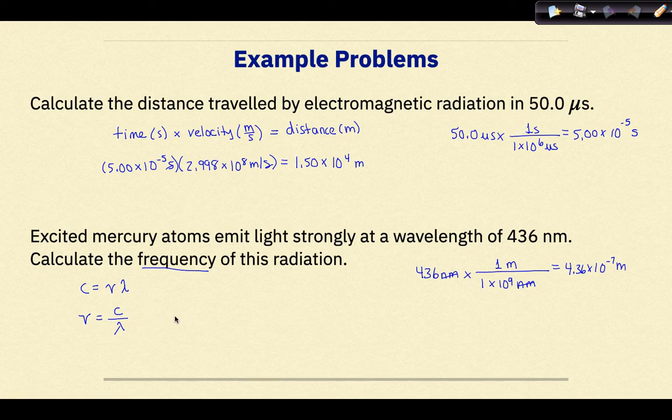So I'm going to take this and solve for frequency. Speed of light is 2.998 times 10 to the 8th meters per second over 4.36 times 10 to the negative 7 meters. Meters cancel meters. I'm left with cycles per second. When I work this all out, I get 6.88 times 10 to the 14th cycles per second.